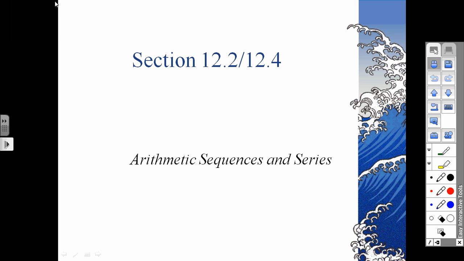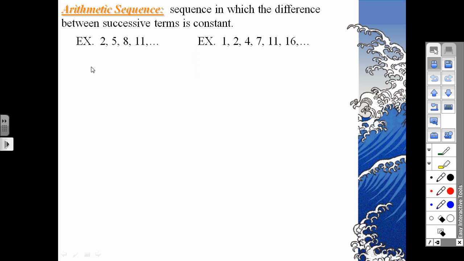All right, so sections 12.2 and 12.4 we're going to group together because they talk about arithmetic sequences and series. Don't worry about 12.3, we'll get to that later. An arithmetic sequence is a sequence in which the difference between successive terms is constant. So with these two examples, we're going to figure out which one is arithmetic and which one is not.